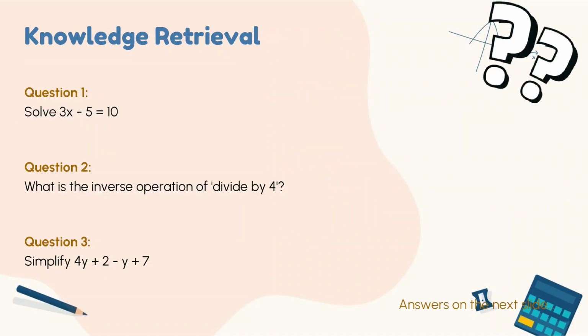Let's start with a knowledge retrieval check. Question 1. Solve 3x minus 5 equals 10. Question 2. What is the inverse operation of divide by 4? Question 3. Simplify 4y plus 2 minus y plus 7. Pause the video and try all 3 before checking the answers.